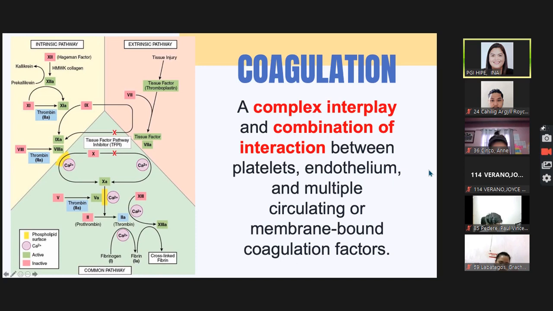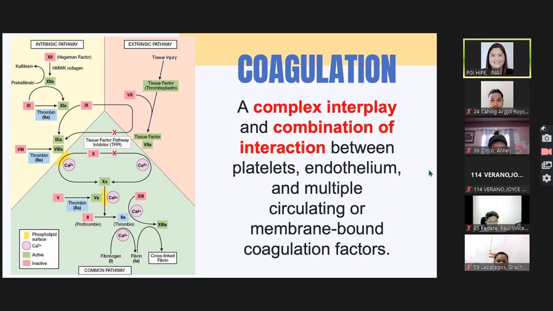So we have the intrinsic pathway and the extrinsic pathway. We go first to the intrinsic pathway. The intrinsic pathway begins with the activation of factor 12 that subsequently activates factor 11, 9, and 8. In this pathway, each of the primary factors is intrinsic to the circulating plasma, whereby no surface is required to initiate the process. That's why it is called intrinsic.